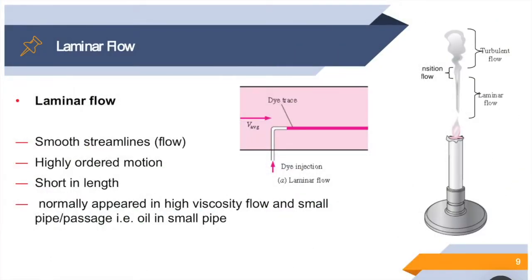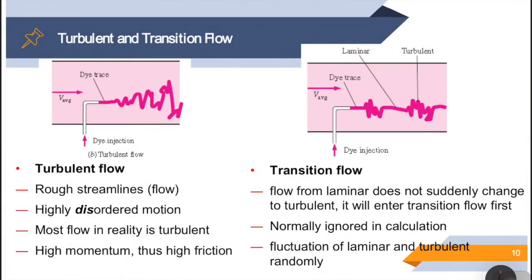Whenever you are asked about laminar flow, you are going to say that laminar flow is characterized by smooth streamlines and highly ordered motion, and usually it is shorter in length. It normally appears in highly viscous fluids such as oil, very thick glycerin, and thick fluids such as honey. Likewise, turbulent flow is characterized by rough streamlines and highly disordered motion. Most flows in reality, such as lakes, sea, flowing rivers, exhaust, etc., are usually turbulent, and this is due to, as I said earlier, high momentum causing high friction.